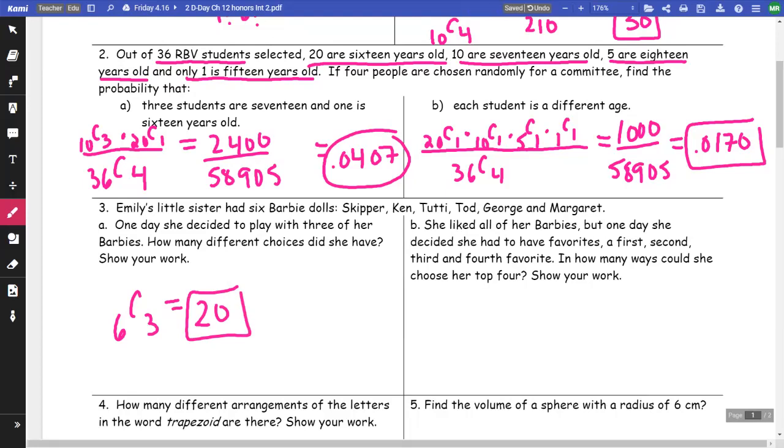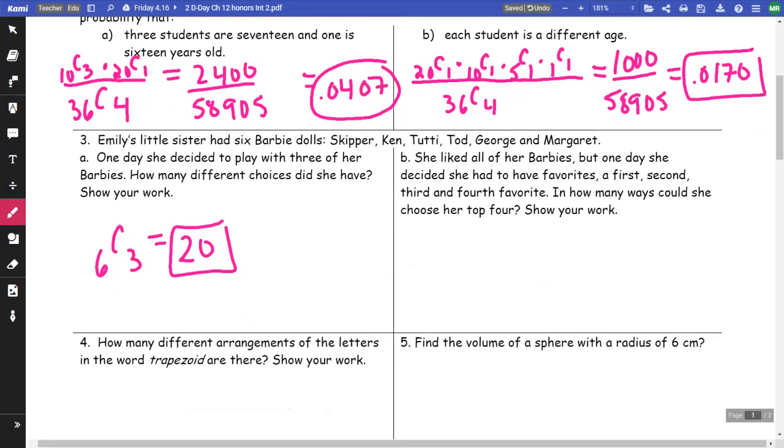Then it says she liked all of her Barbies, but one day she decided she had favorites, a first, a second, a third, and a fourth. In how many ways could she choose her top 4? So that would be a permutation. So that's going to be 6P4, and 6P4 is equal to 360.